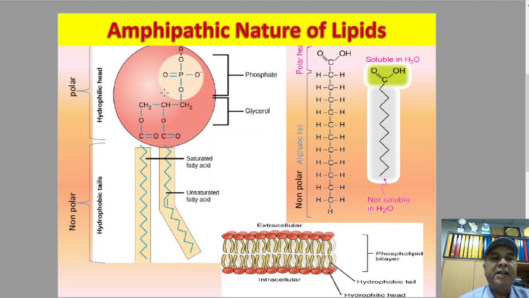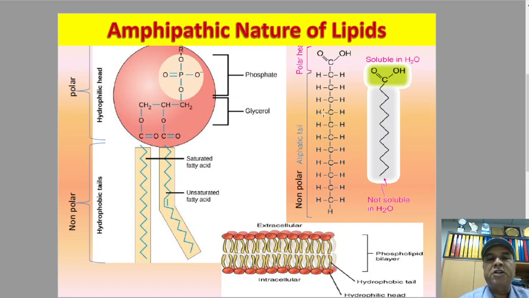It contains the glycerol as well as the phosphate group, so it is highly hydrophilic in nature. This is the hydrophilic head of the phospholipid, and it is polar in nature, whereas the fatty acid part, which contains the long aliphatic tail or long aliphatic chains, is hydrophobic in nature. So this is the non-polar part in the phospholipid, and this is the polar part. At the same time it contains both polar as well as non-polar groups.